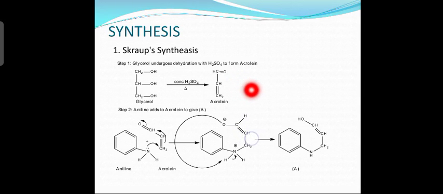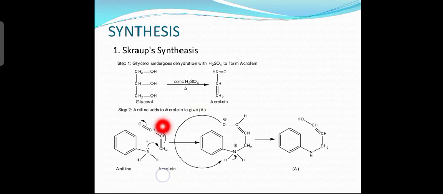Here in the second step, aniline adds to acrolein, 1,4 addition takes place to give the product A. You can see here aniline. What is the molecular formula of aniline? C6H5NH2, or benzene ring and then NH2. You can see here NH2 group is here. It will combine with the product of first step, that is acrolein.